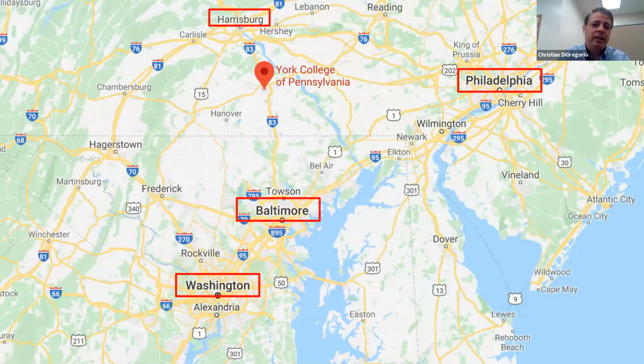Here's where we're located. If you've never heard of us, we're about 2 hours away from Philadelphia and Washington, D.C., about an hour and a half away from Baltimore, and Harrisburg is about 30 minutes. Harrisburg is the capital of Pennsylvania. Just below Harrisburg is a city called Hershey, and Hershey is famous for chocolate.